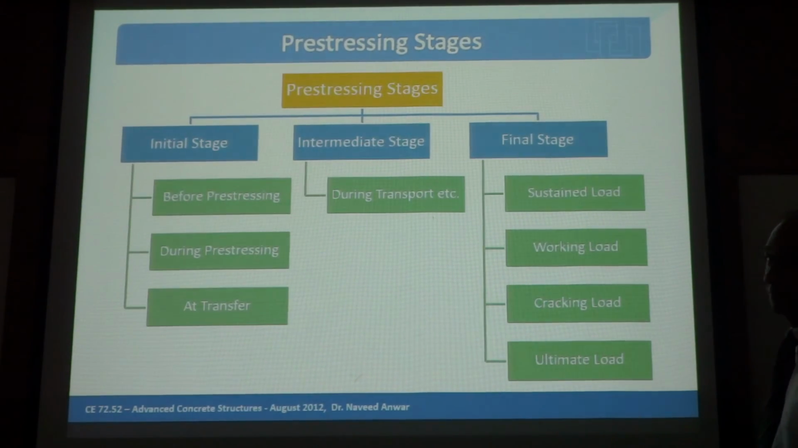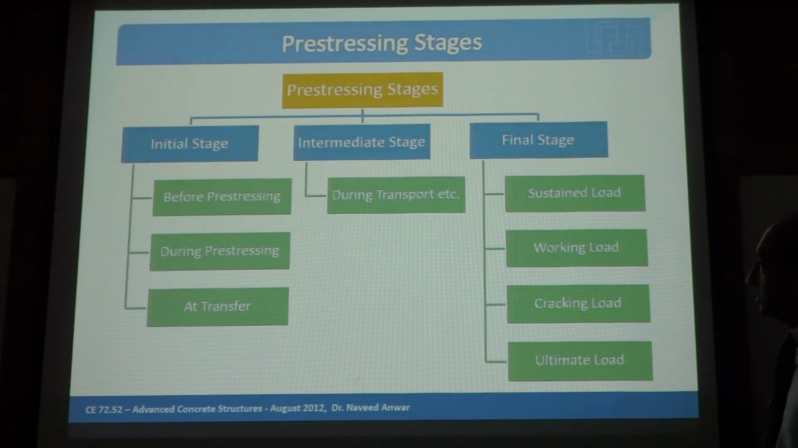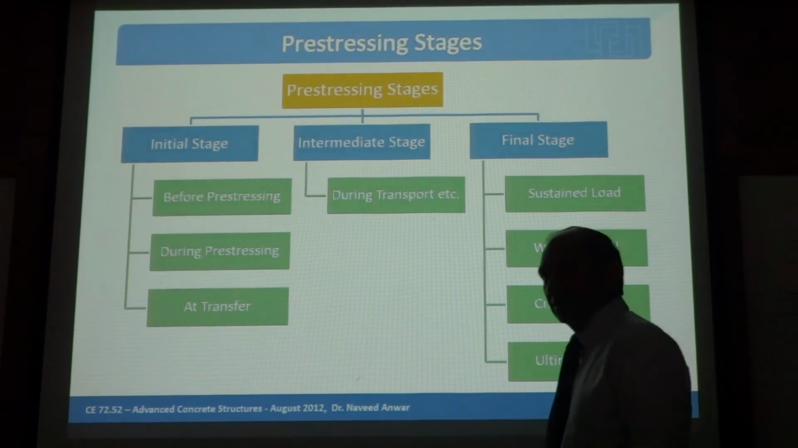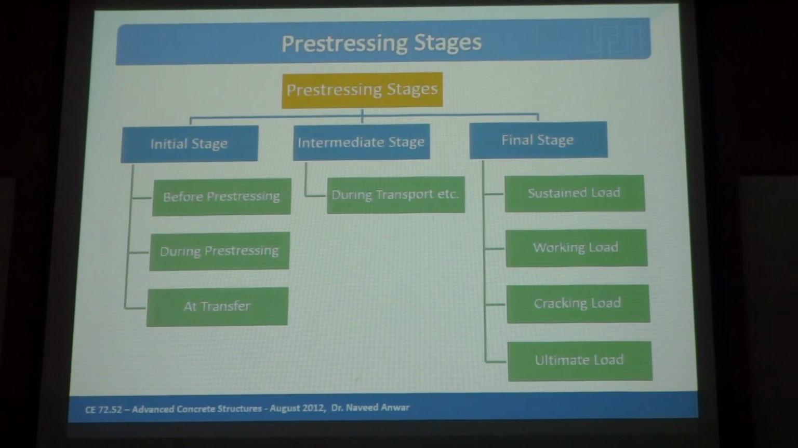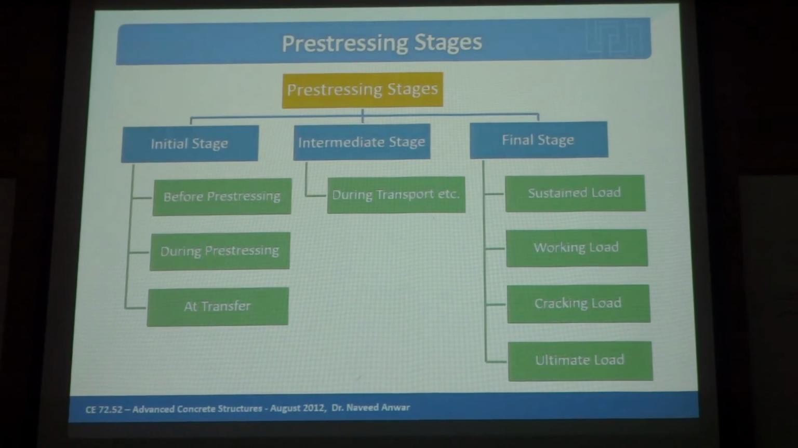Pre-stress stages. There are many stages in pre-stressing, and this is the last slide. We're going to stop here. Initial stage, intermediate stage, and final stage. Because loading is coming in different manners also. So you need to create the pre-stressing and consider many stages, and this is basically the complication in the pre-stressing stages. Because you have to think about all the stages the structure is going to go through. When I'm pre-stressing, is the dead load there or not there? Right? Can I pre-stress all of it now?